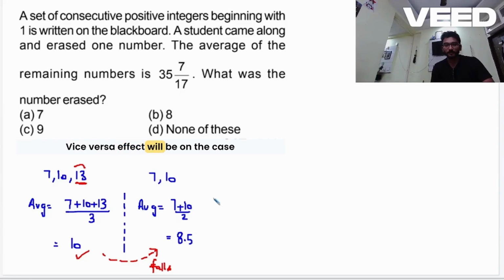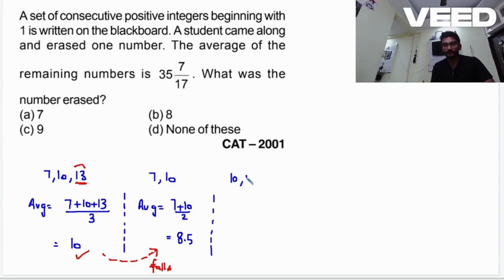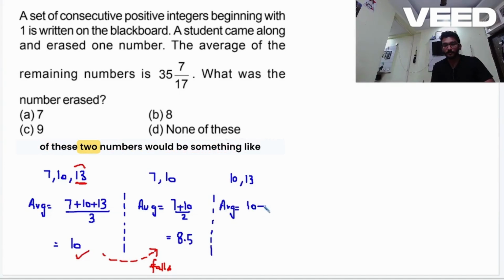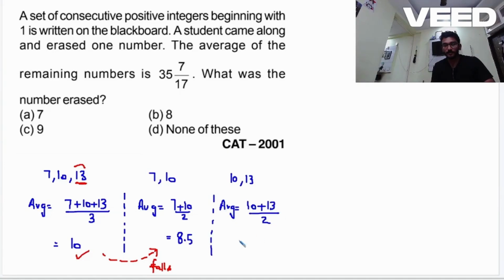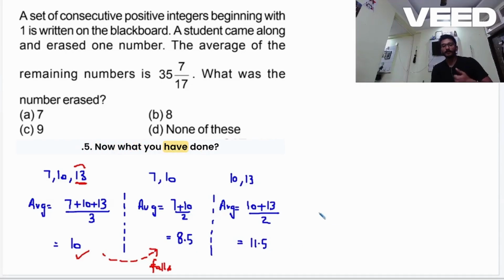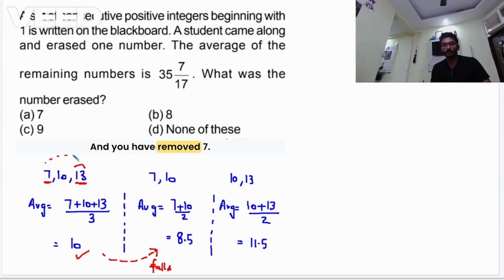Vice versa effect will be there if you are removing 7. Let's suppose you have removed 7. The average of these two numbers would be 23 by 2, which is 11.5. Now, what you have done is removed a number which was less than the average. 7 is less than 10 and you have removed 7. So the average will increase. So in the first and the last case, the average changes: it falls when 13 is removed and increases when 7 is removed.